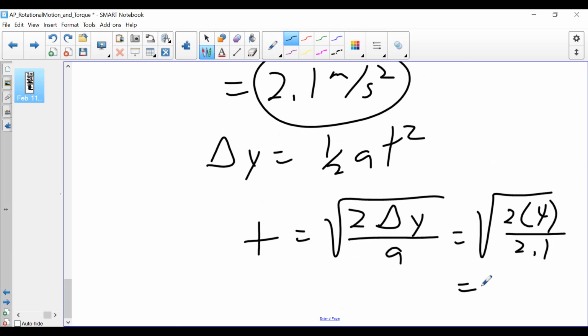8 divided by 2.1 is 3.8, and the square root is 1.94, 1.95 seconds.